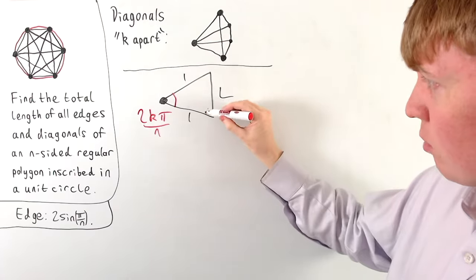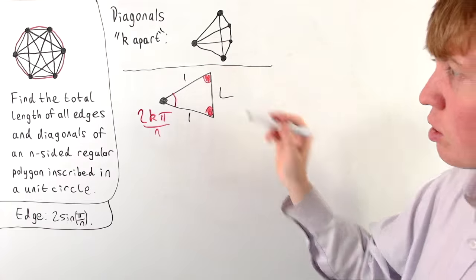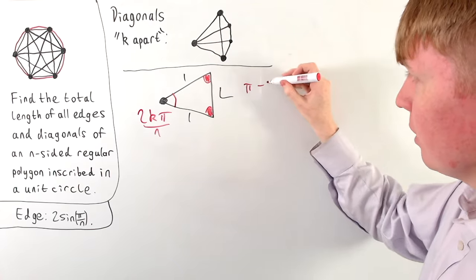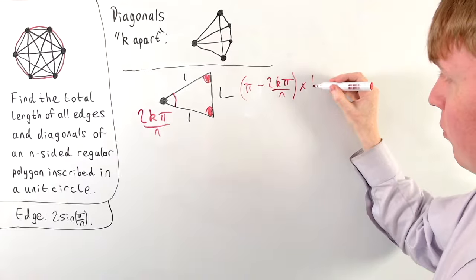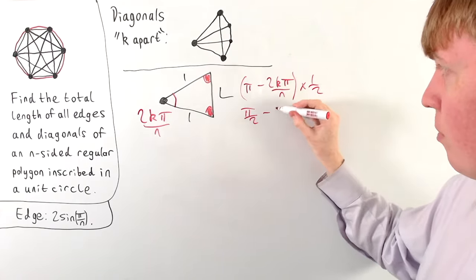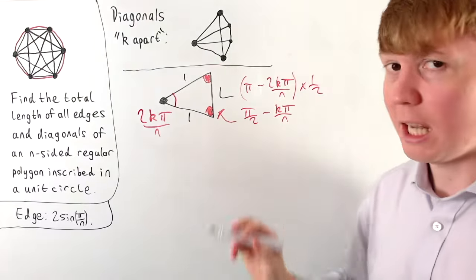And this allows us now to work out these two remaining angles because we've got an isosceles triangle. The angles sum to pi radians or 180 degrees, so we do pi minus 2k pi over n, then we need to halve this to get one of the angles on its own, which gives us pi over 2 minus k pi over n for one of our individual angles here.